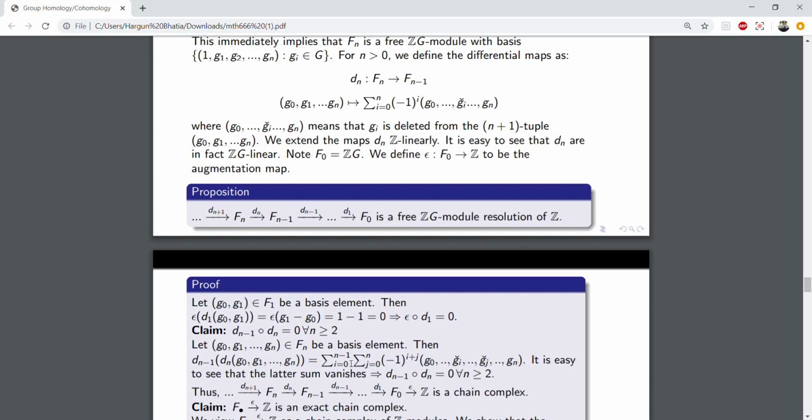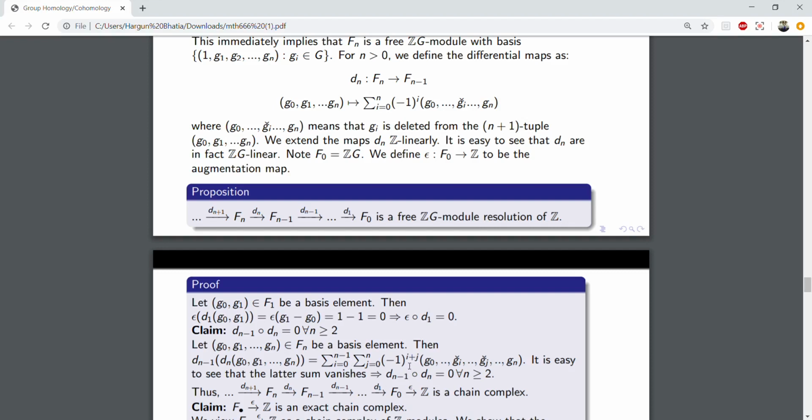Why? Because if you fix i and j, with i less than j, from 0 to n, suppose you first remove j. When you remove j, you get a factor of minus 1 to the power j, and then you also remove i, so you get a factor of minus 1 to the power i. But then you have removed i and j, and that's gone. So you get a factor of minus 1 to the i plus j.